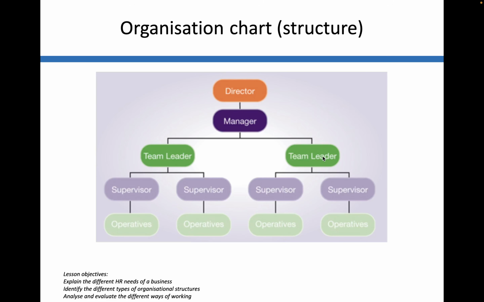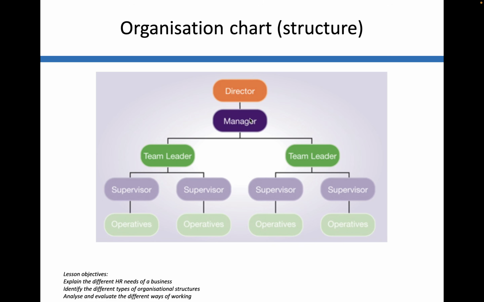Subordinates are people that work below the manager, or the director, whoever it is. So for example, all of the people below the director are their subordinates. Any people below the team leader, for example, are the subordinates of the team leader. Span of control is the number of people that they're directly responsible for. In this situation, the director has 1 subordinate because you've only got the manager directly responsible to them.